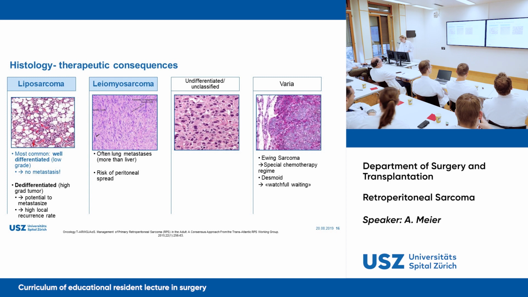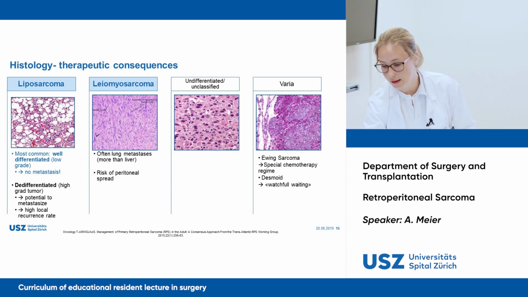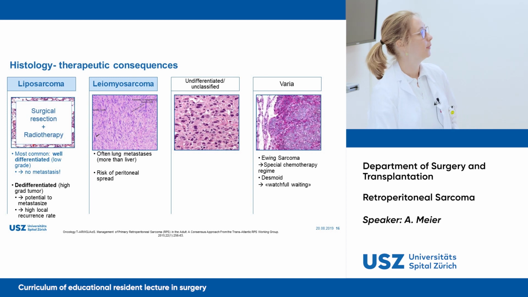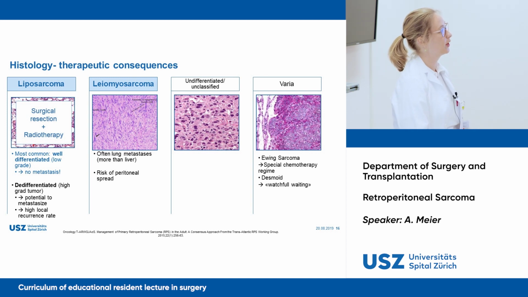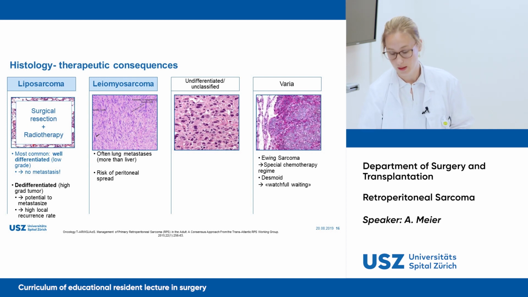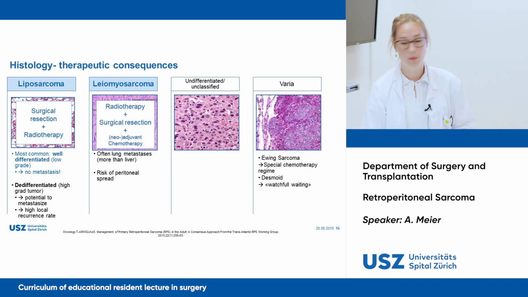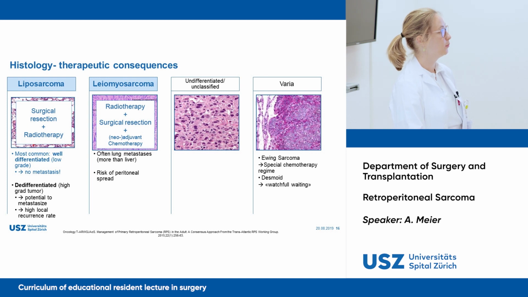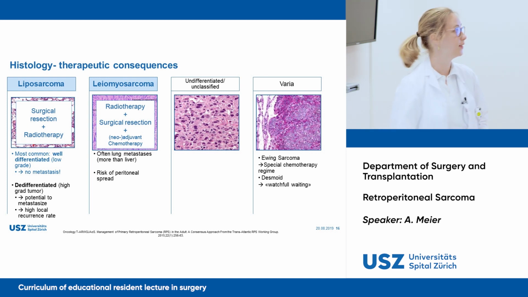The unclassified, undifferentiated, and the varia, I will leave aside. They are not specific. There are so many. The first treatment we have for the liposarcomas is a surgical resection and radiotherapy. For the leiomyosarcoma, it's also radiotherapy, more or less, and surgical resection. And in research, there are a lot of studies about neo- or adjuvant chemotherapy that could take place in here.